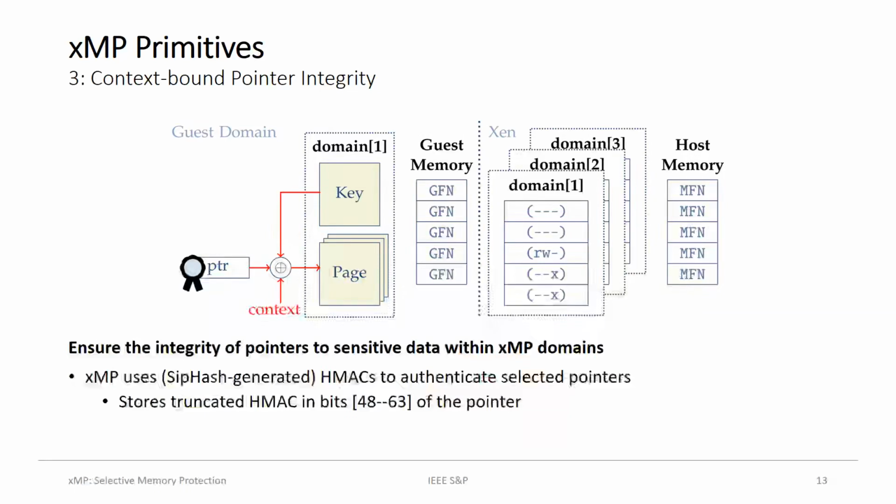We truncate the generated HMAC to the most significant bits of the pointer's address. For instance, on a system with 4 levels of page tables, addresses occupy the first 48 bits. The most significant 16 bits are sign-extended and remain unused. This allows us to use this part of the virtual address to store a truncated HMAC.